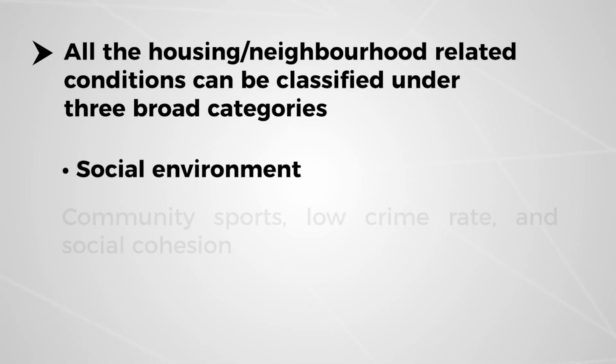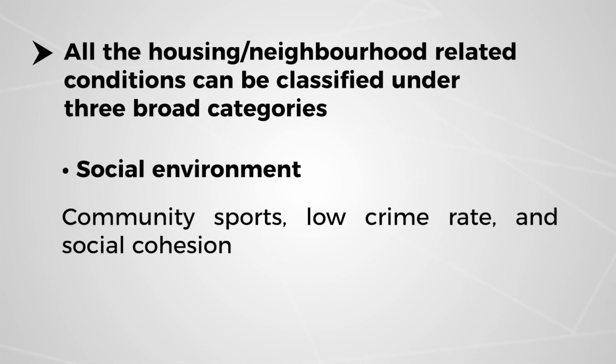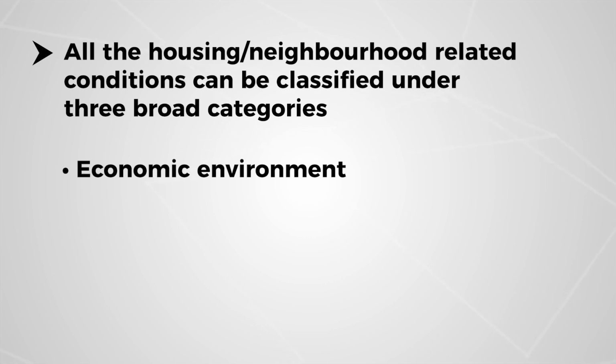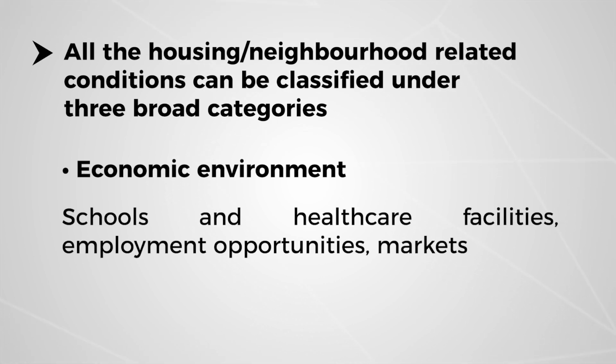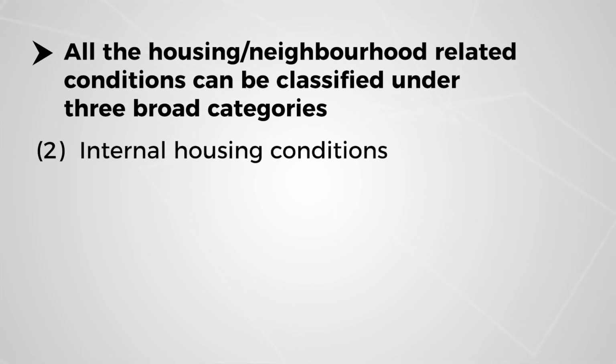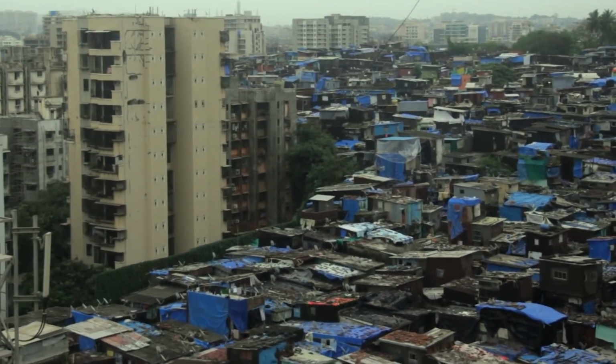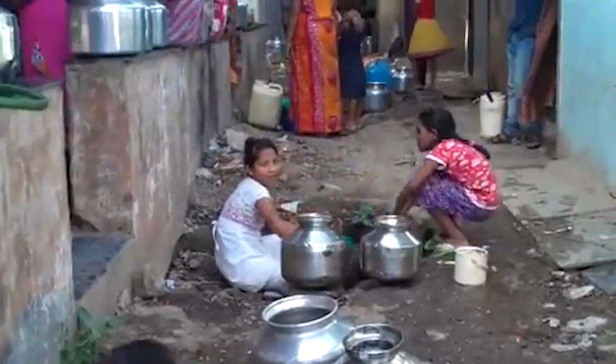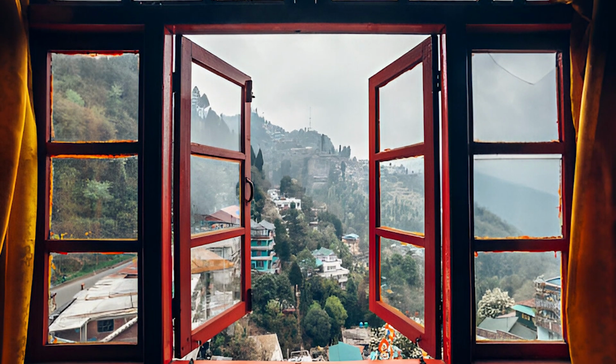The social environment may be community sports, low crime rate and social cohesion, while the economic environment may include quality schools, healthcare facilities, employment opportunities, markets, etc. Second, the internal housing conditions refer to the physical state and quality of the dwelling itself, including factors such as structural integrity, the strength of the building, sanitation, heating, cooling, ventilation, and presence of hazards.